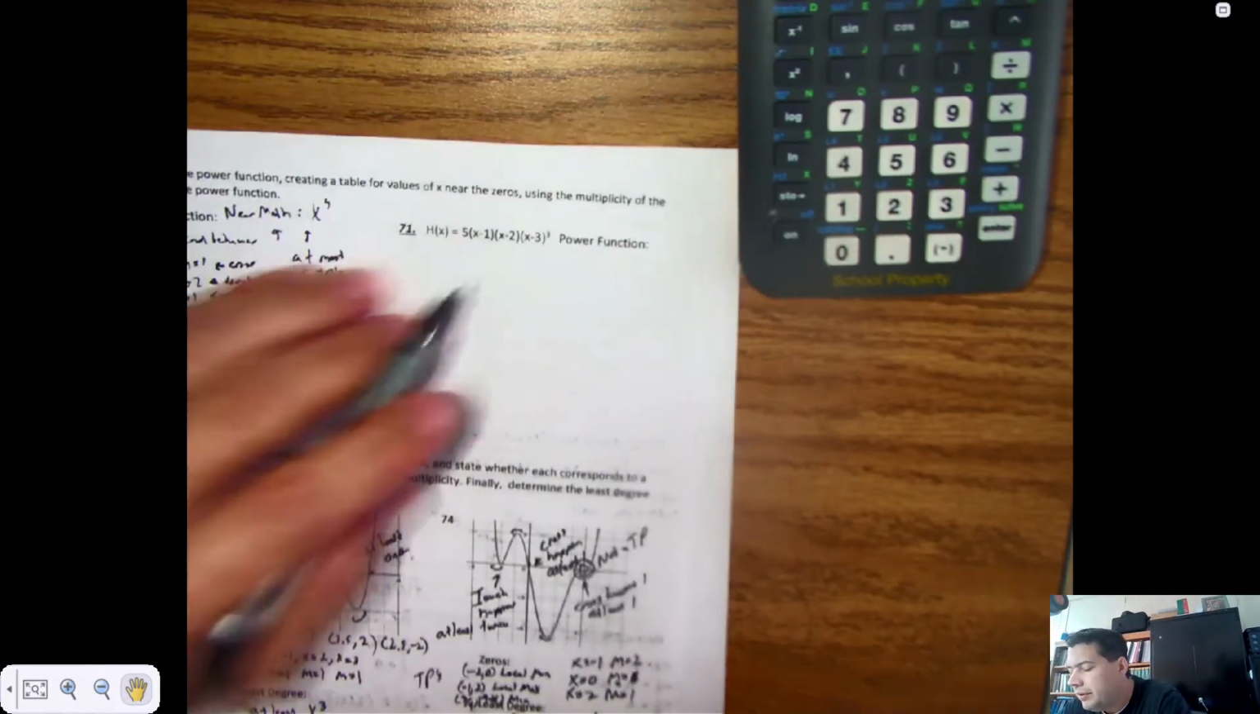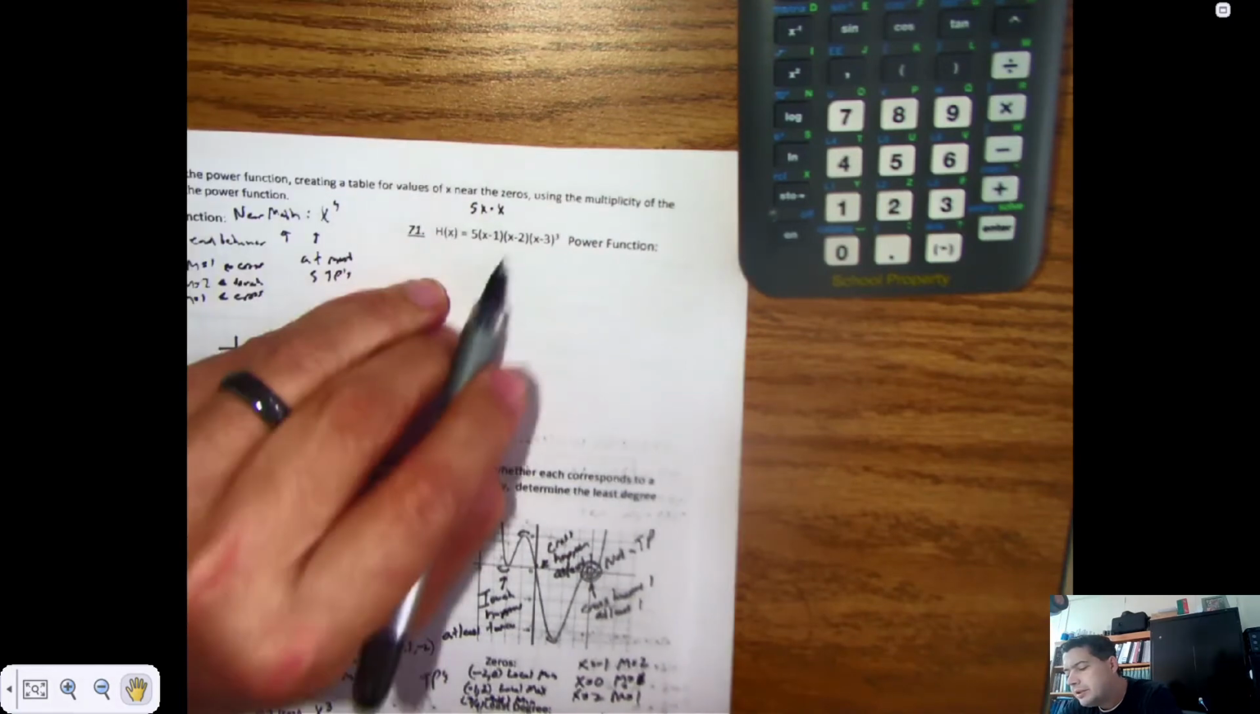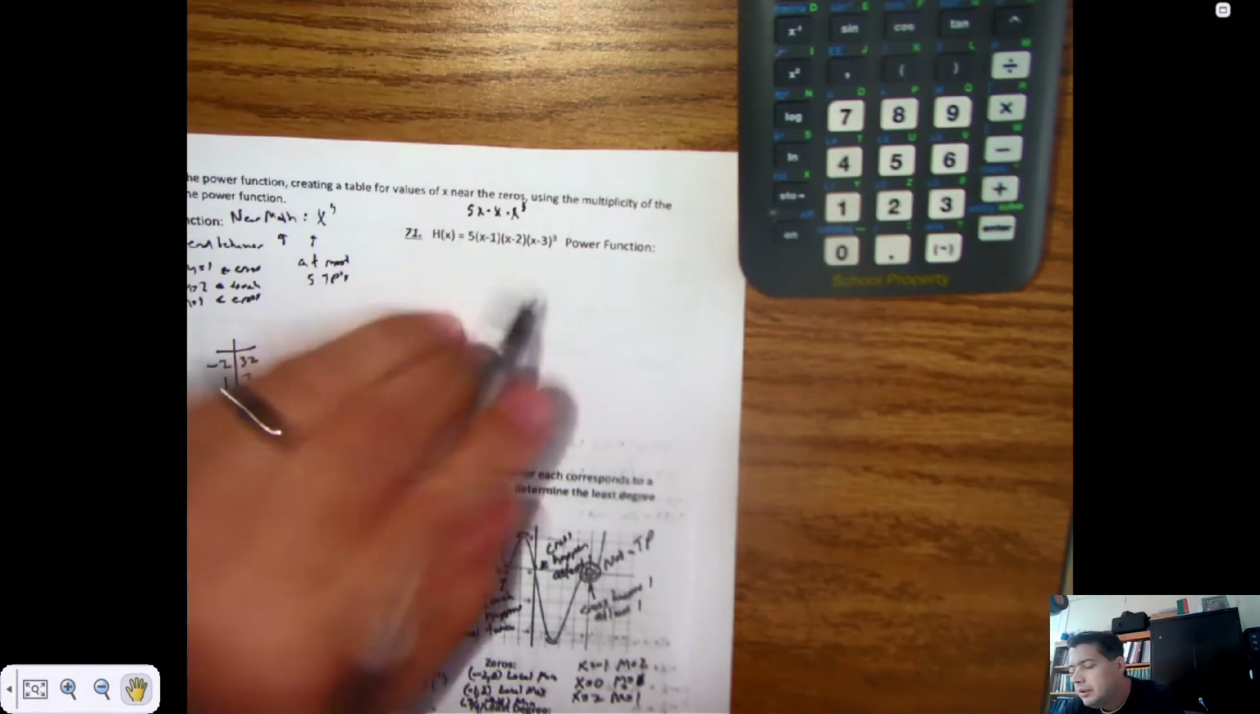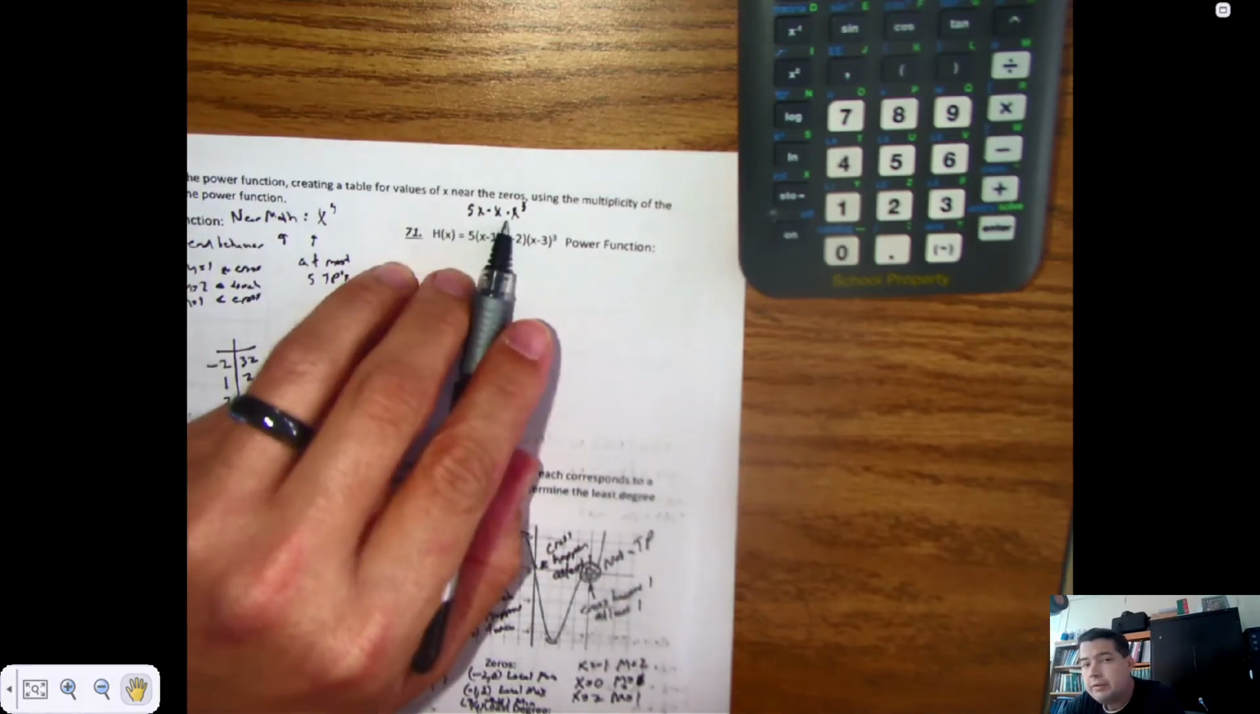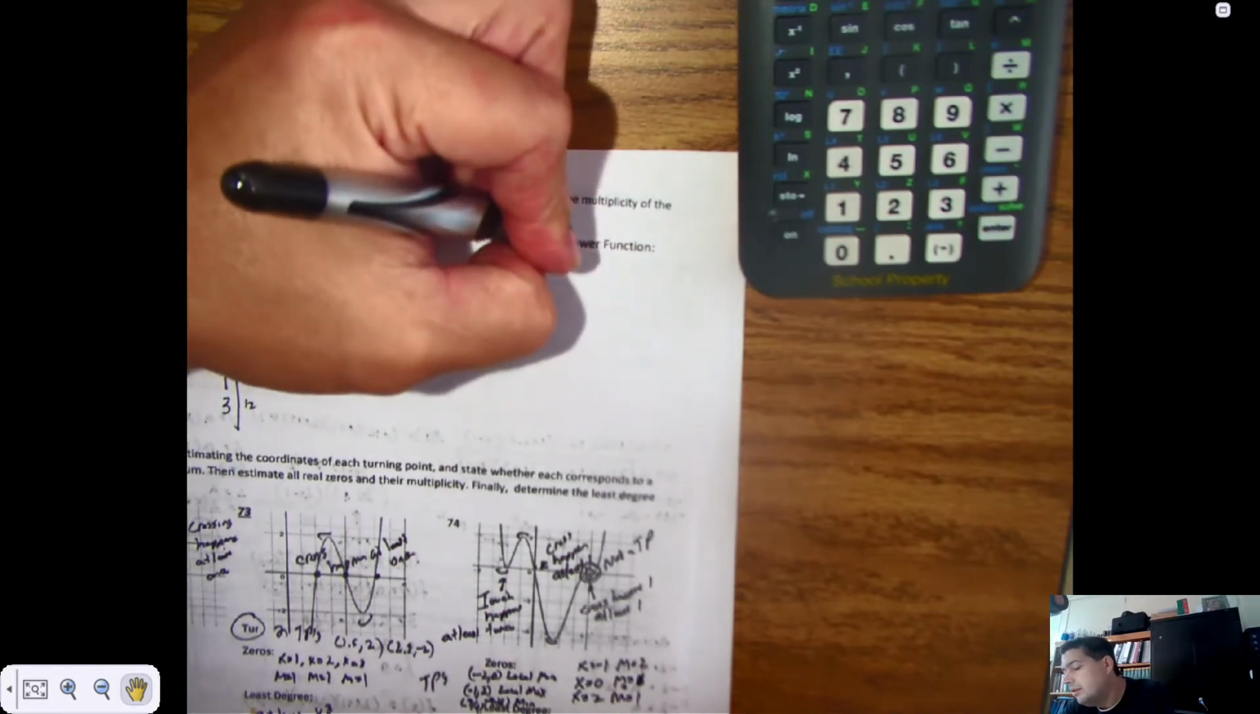All right, 71. The power function here would be 5 times x times another x from this guy. And this guy is going to generate an x cubed. So I'm going to have, looks like 5x to the fifth. That's kind of cool because 5x to the fifth is going to start low and end high. It's going to look something like that overall, start low, end high. Talk about my zeros.